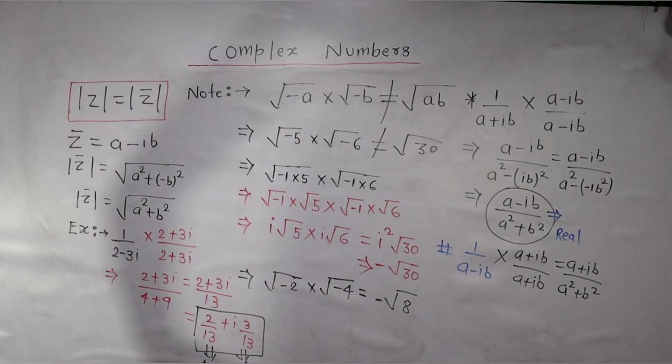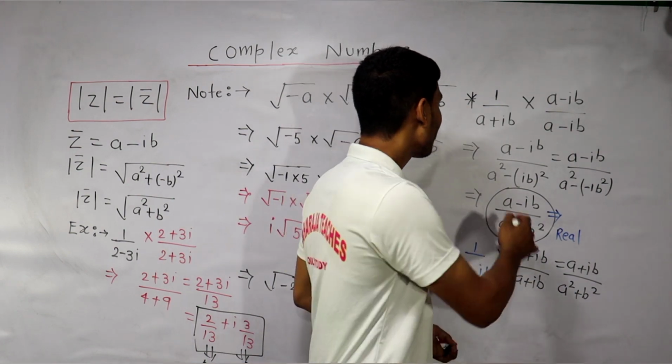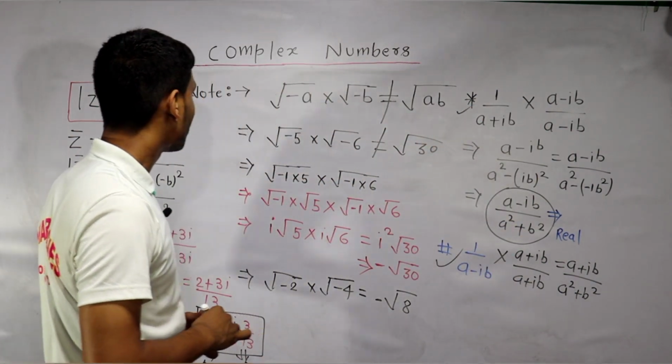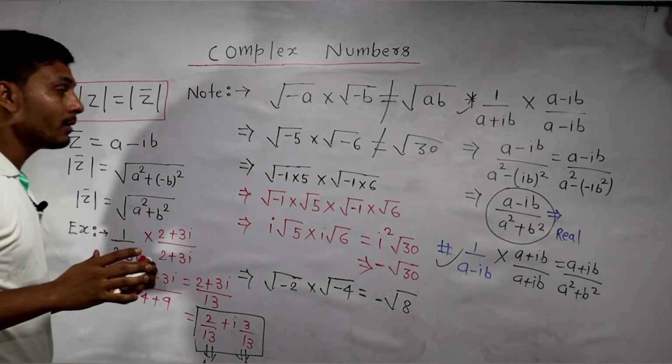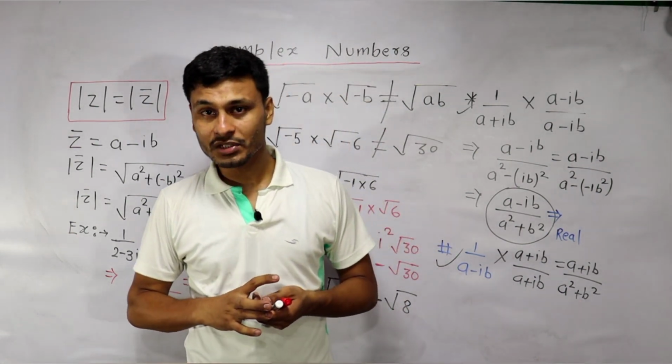Just note it down. If such a type of question is given in your examination, try to solve it using this rationalizing method. Just note it down fast. Is it clear to all? This is part 1 of our complex number.